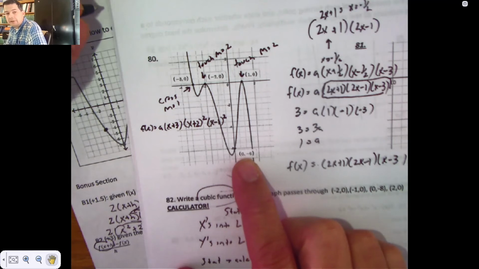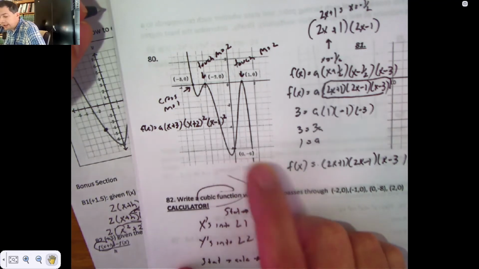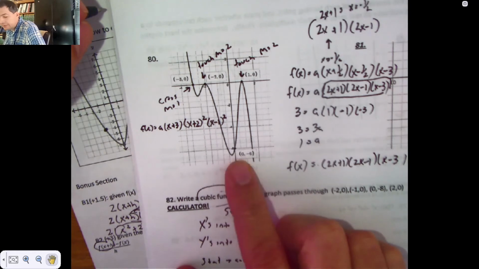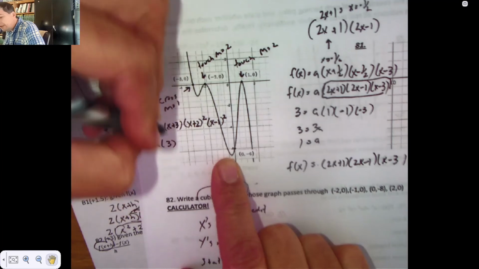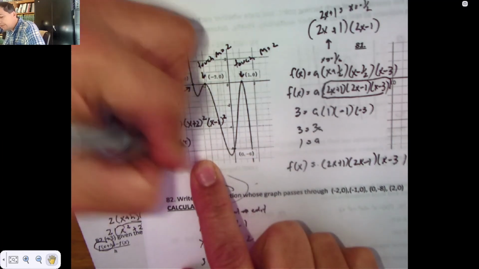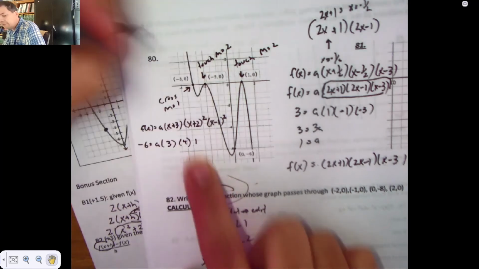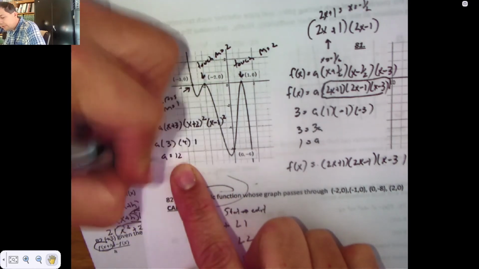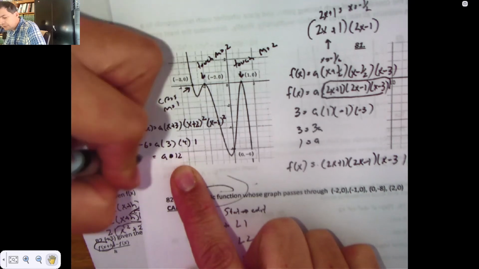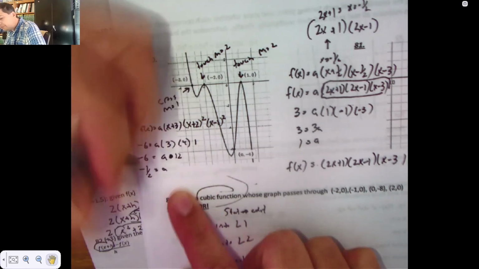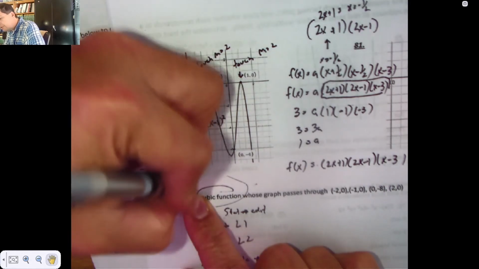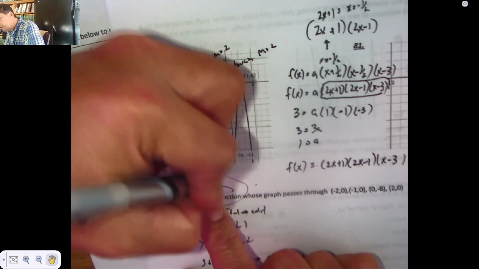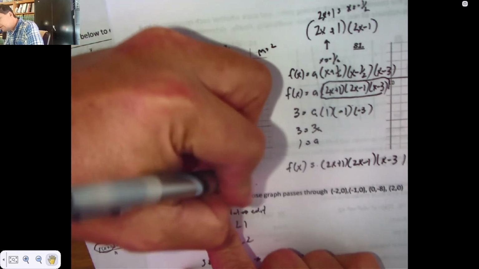Now I need to find the a value, so I get to plug in a point. Everywhere I see y, I'm -6, and everywhere I see x, I'm 0. -6 equals a times 0 plus 3, which is 3, 0 plus 2 squared, which is 4, 0 minus 1, which is -1. So attached to this a is a 12, which means my a value is -1/2. So here's my full function: -1/2 times x plus 3, x plus 2 squared, and then x minus 1. And moving on to 79.